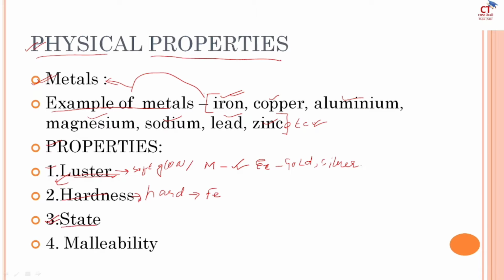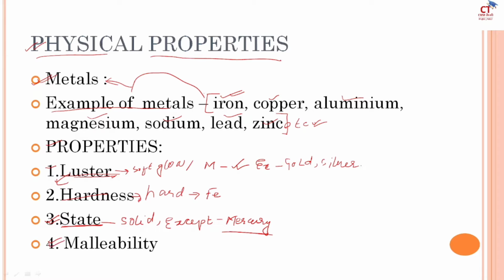State. What is the state of metals? Metals are basically solid. However, there is an exception. Exception is mercury, which is liquid at room temperature. That's why we use mercury in manual thermometers that are used to check temperatures, not the digital ones. In that thermometer, we use mercury because it is liquid at room temperature.